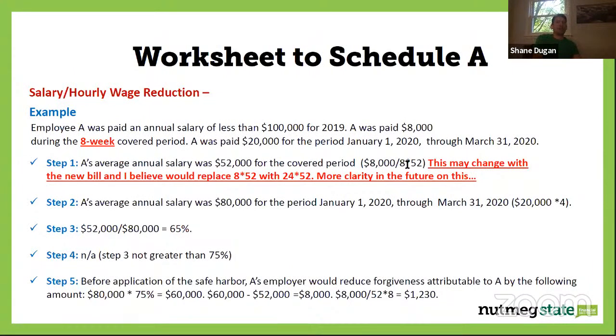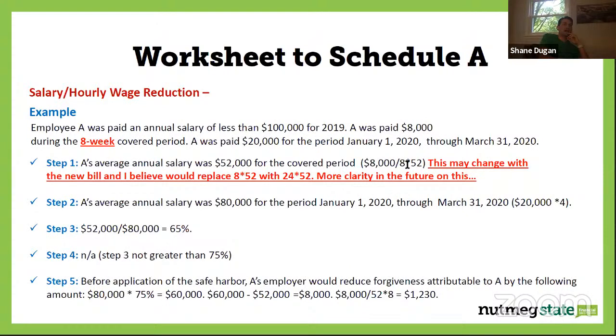So basically in this example, the employee, I think it was 52,000. Yeah, the employee was paid an annual salary of 52,000, which I tried to make the math look nice in this case, right, which is about $1,000 a week. So you're going to take that and divide by 52 to get the covered period amount. That's where that 8,000 came from, right? And then you multiply it in that case by 8 to get the 8,000.